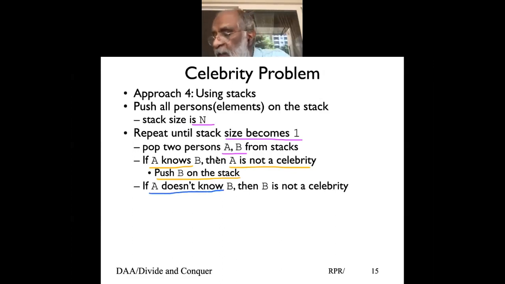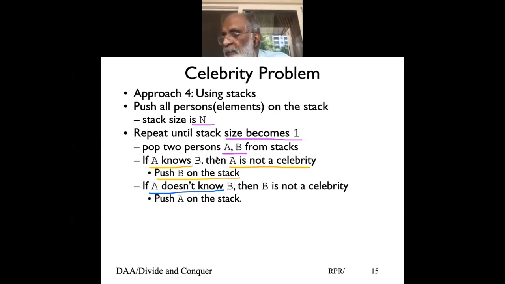If A does not know B, B may know A, or B may not know. If A does not know B, it means B is not a celebrity, because by definition a celebrity should be known to everybody. And in this case, A does not know B, so B is not a celebrity. So we remove B and push A onto the stack.